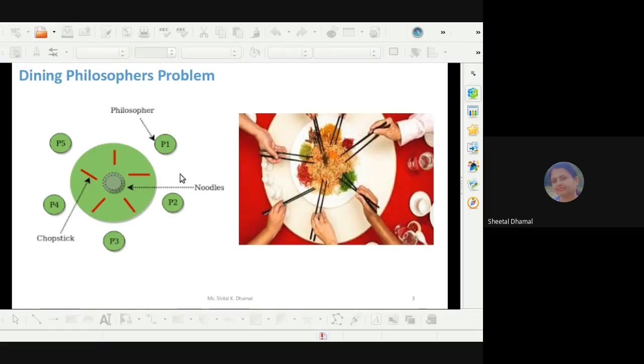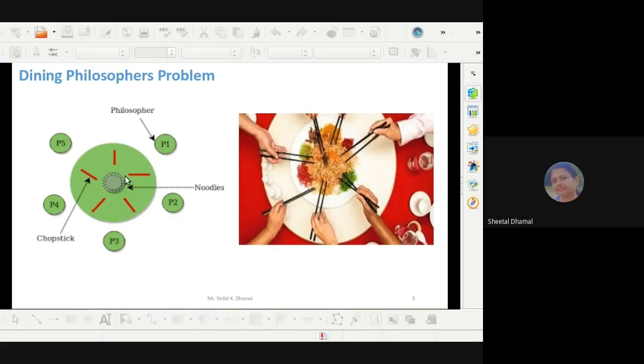What is the job of this philosopher, or of the process? The philosopher is thinking and eating. When the philosopher is thinking, she is not eating, and when she is eating, she is not thinking. The circular table is shared by these five philosophers.